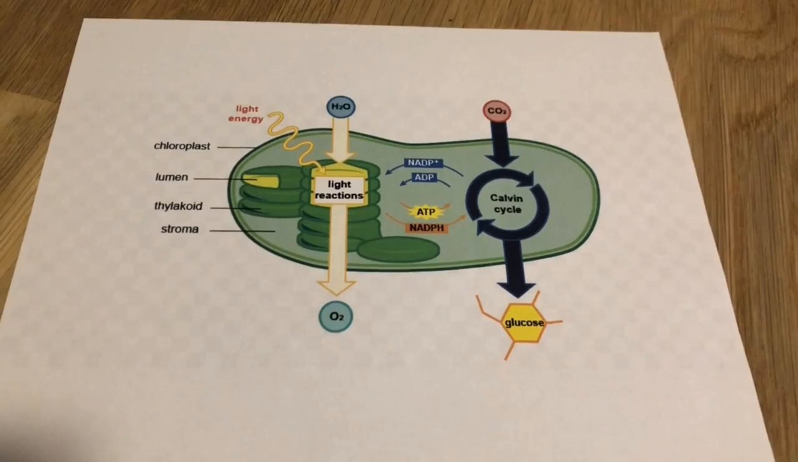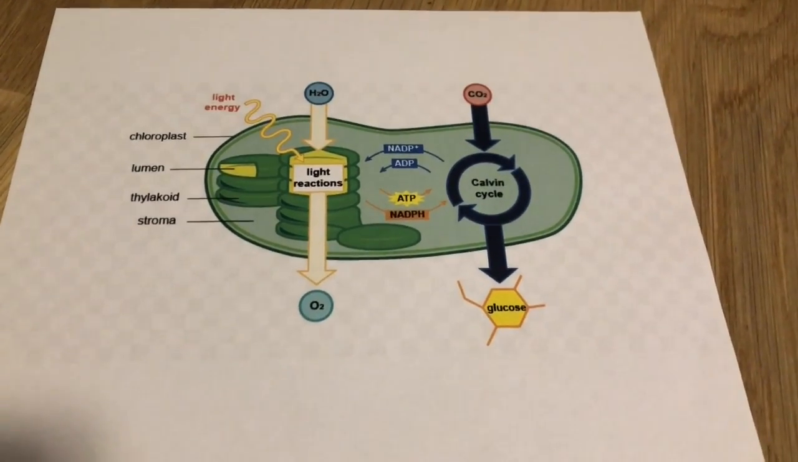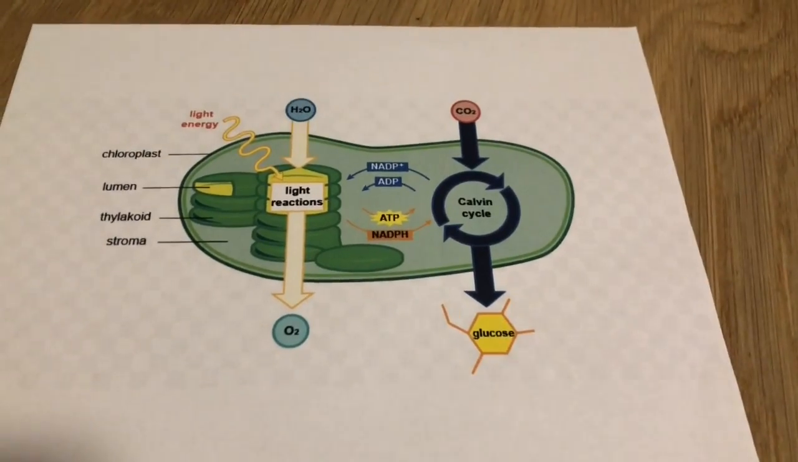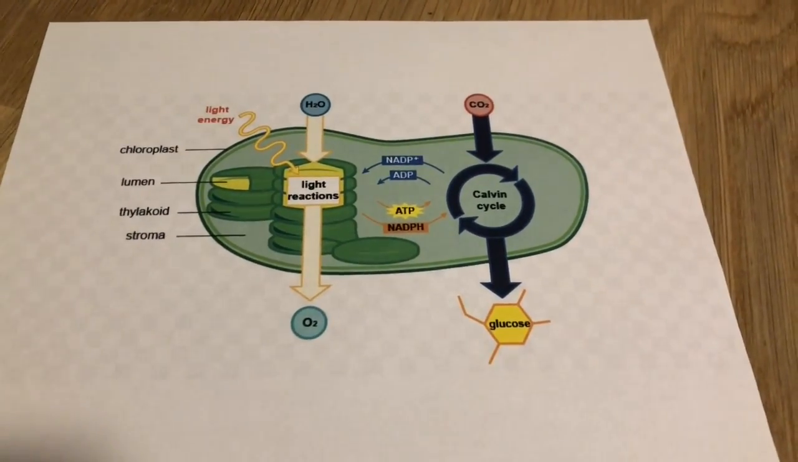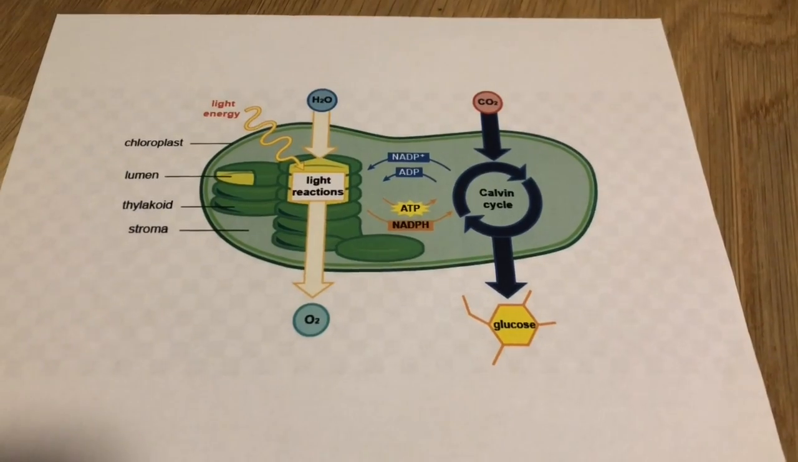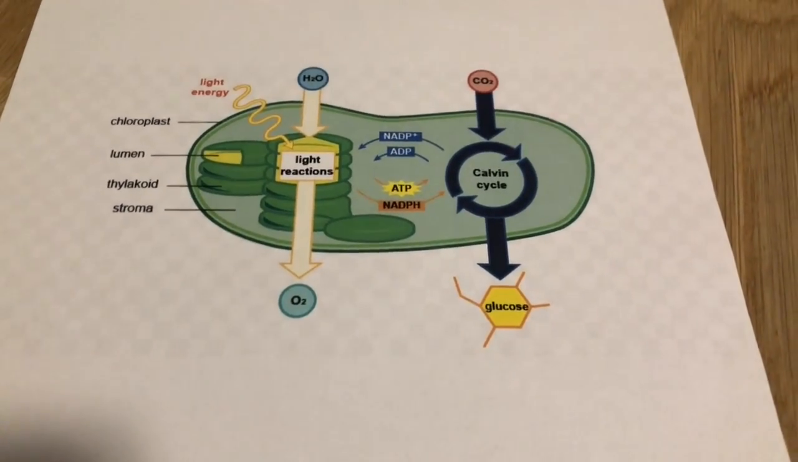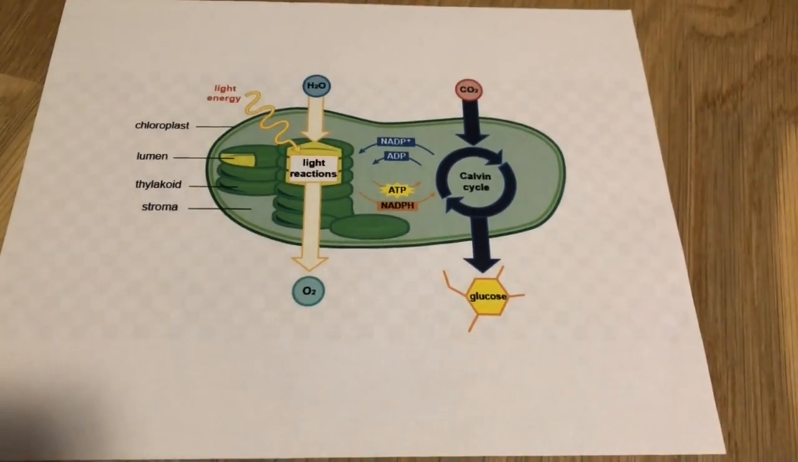Next, we have water. Water is sucked up from the roots of plants and distributed throughout the plant. Water ends up inside the stroma of the chloroplast. When the light passes through on its way to the stroma, it splits the water into oxygen and hydrogen ions.